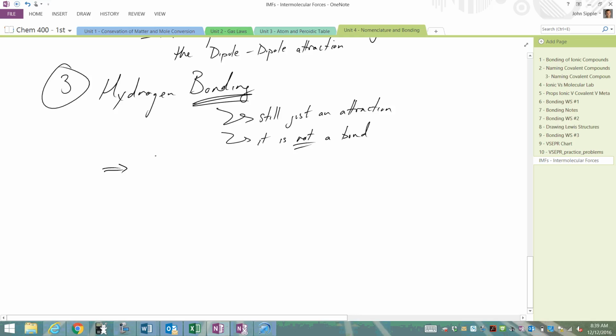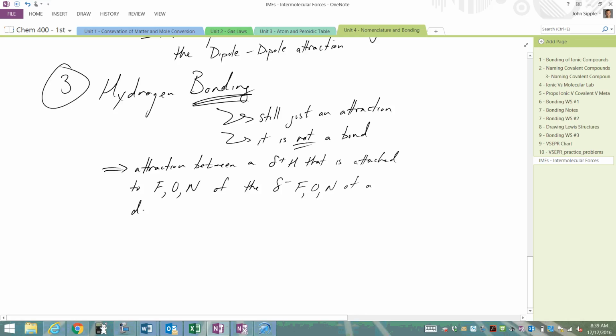Okay, so this one's got a little bit longer definition, all right? Attraction between a partially positive hydrogen that is attached to fluorine, oxygen, or nitrogen. So it's attraction between a partial positive hydrogen that is attached to a fluorine, oxygen, or nitrogen, of the partial negative fluorine, oxygen, or nitrogen of a different molecule.